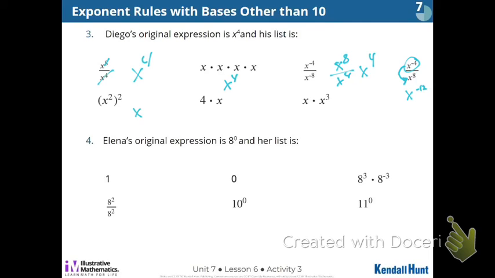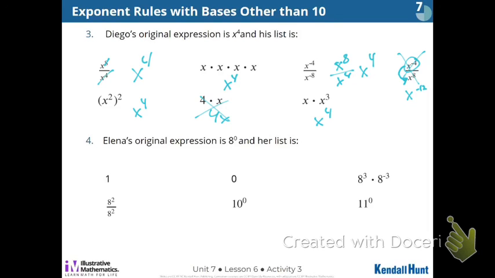x squared squared is x to the 4th. 4x is 4x, so that's not x to the 4th. And 3 factors of x and 1 factor of x is x to the 4th. Mr. Mac, is the x to the negative 12, is that? That's not, oh yeah, that one's out. I just forgot to cross it off. Because it's not x times 4.